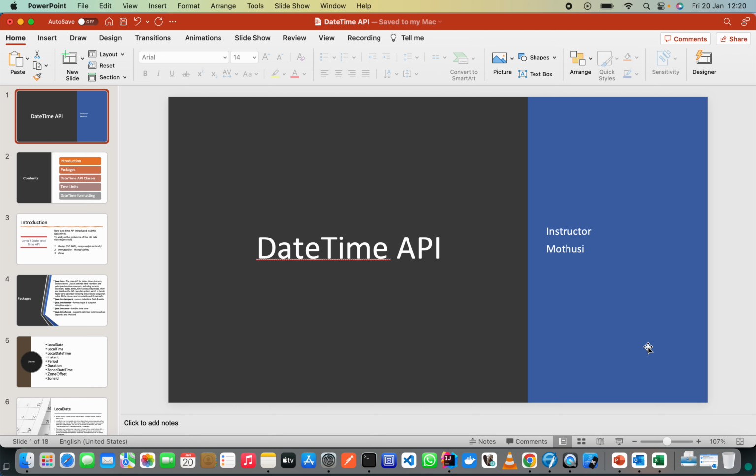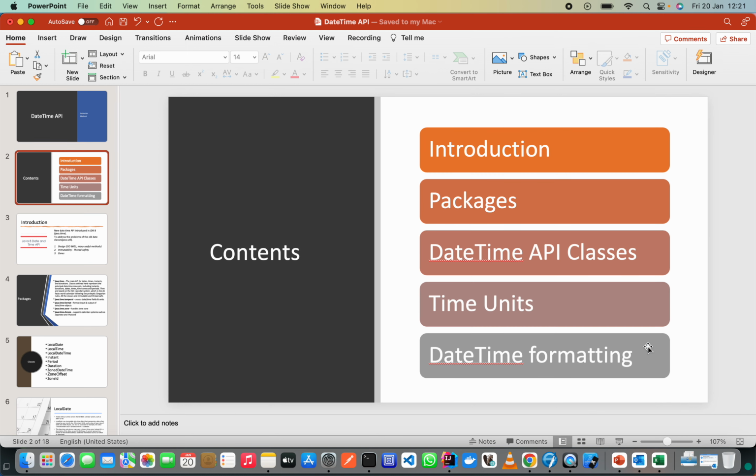Welcome back, guys. Today we're going to look at one important part of the Java language, which is the DateTime API. We know that the DateTime API was added, or we can say it was improved in JDK 8, and it came with a whole lot of utility classes that are very useful when you're dealing with DateTime objects. So we are going to look at the following under this DateTime API lecture.